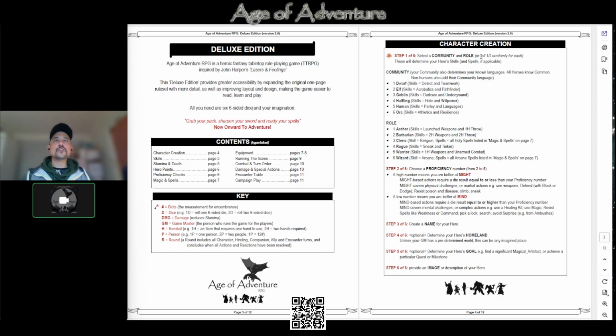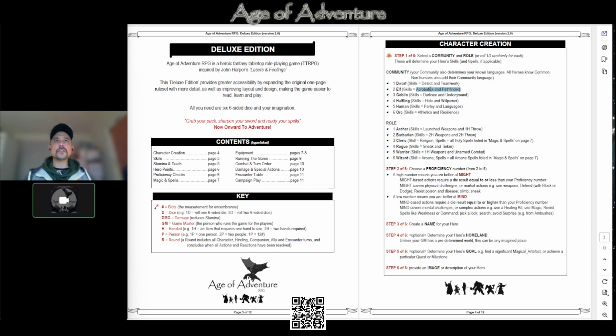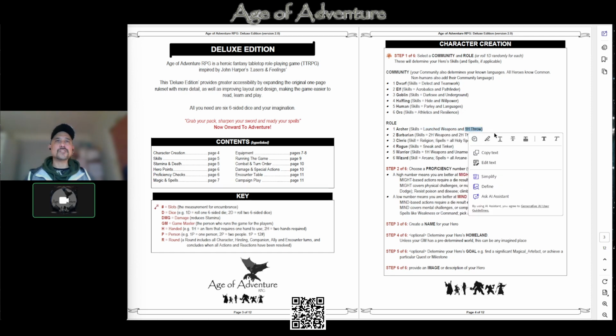With Age of Adventure, your character is a combination of their community and their role. For the community, there are 6 different communities they can be: dwarf, elf, goblin, halfling, human, and orc. And their role in the game can be either an archer, a barbarian, a cleric, a rogue, a warrior, or a wizard. Each of these communities and roles has 2 skills attached to it. So as an example, an elf is good at acrobatics and pathfinder, and in the roles, an archer would be skilled at launched weapons and throwing one-handed items like daggers.